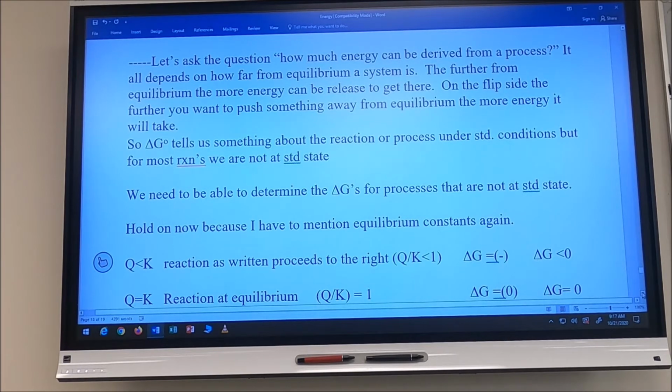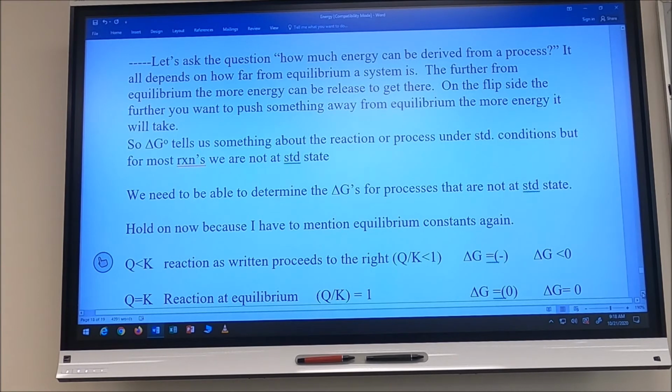Now, one of the things that we're interested in is how much energy we can get out of a system. Okay? And really, how much energy you can get out of a system depends on how far from equilibrium your system is. The further a system is from equilibrium, the more energy you can get out of it. The further you want to push it from equilibrium, the more energy you would have to put into it.